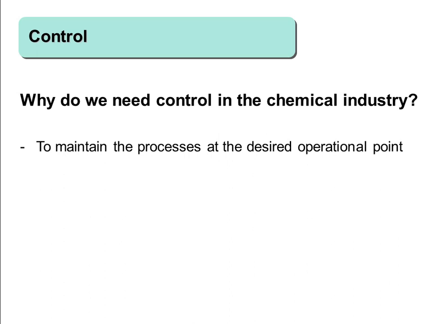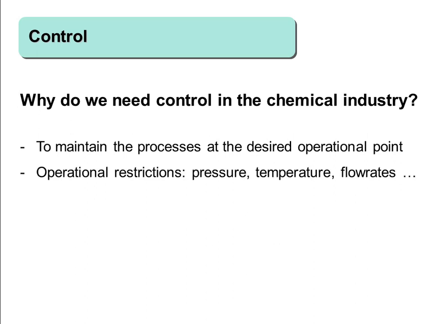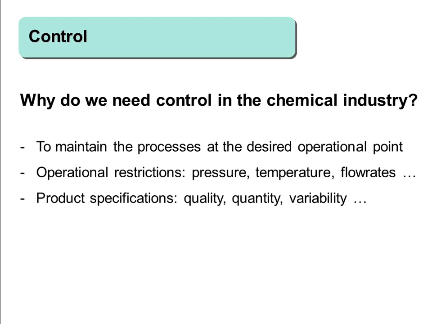So we want to maintain, for example, a temperature in a reactor, because the process is going better or faster at this temperature, and there are many other reasons why we need control. We can have operational restrictions of pressure, temperature, flow rate, so we can only work with our system in a very narrow range of operational points. Or maybe we have some product specifications such as quality, quantity, and of course low variability of the product.